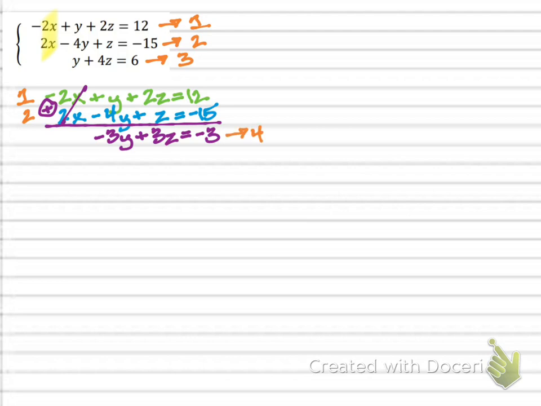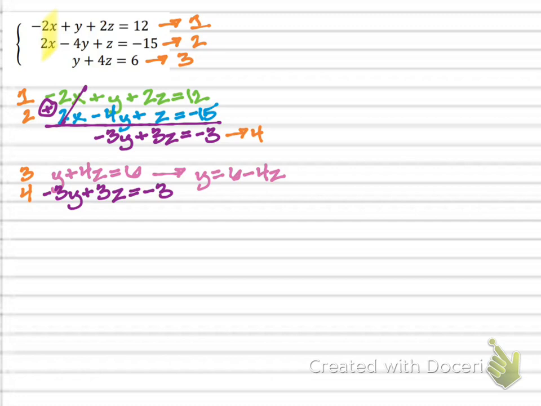And I'll go ahead and label that equation 4, just because I think it's easier to label them to be able to think about what we're doing. But now I can take equation 3 and equation 4, right? Now, another way, we could multiply equation 3 by 3 and eliminate that way. But this one works so nicely to just solve the equation for y.